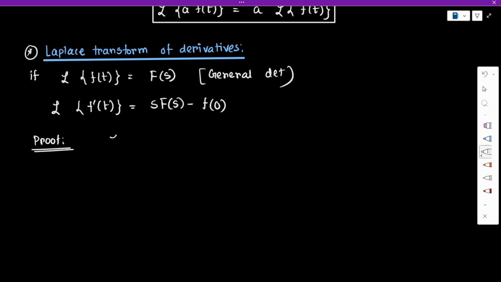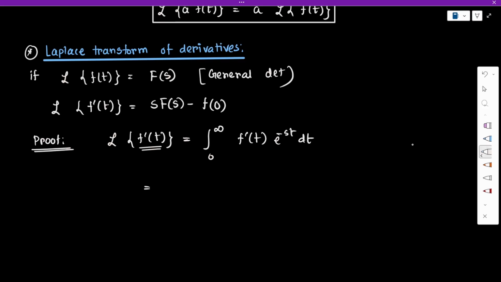First of all, let's take the Laplace transform of derivatives. What will the Laplace transform of f prime t be? This is going to be the integral from 0 to infinity of e to the power negative st times f prime t dt. This is going to be the Laplace transform.